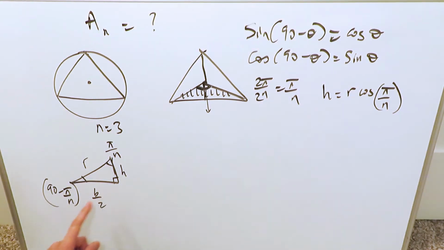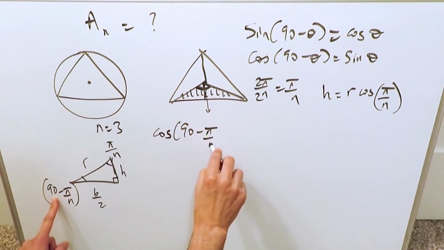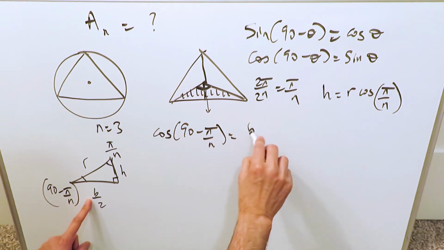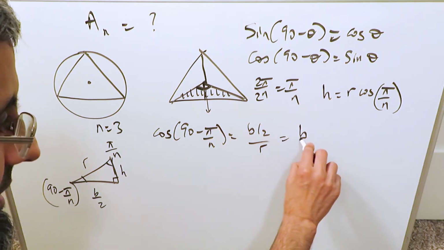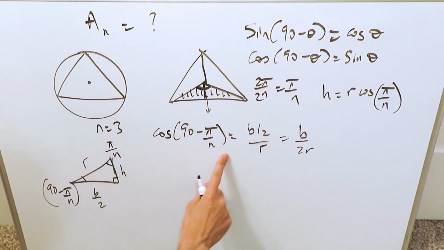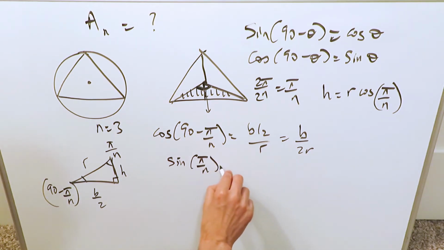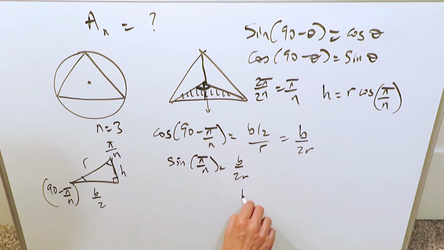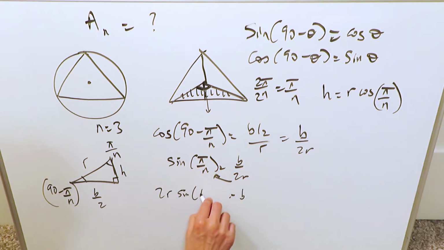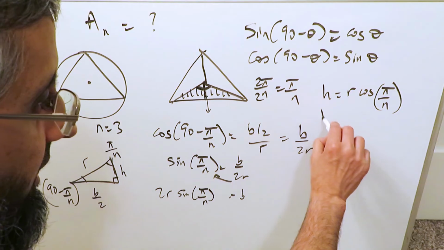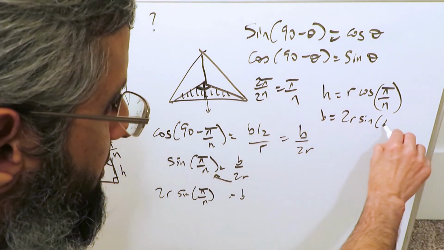From the same triangle, I have a cosine. Cosine of this 90 minus pi over n is equal to adjacent, which is b over 2, divided by the hypotenuse r, which is equal to b over 2r. But bring in the cofunction identity. This right here is equal to sine pi over n, which is equal to b over 2r. And solve for b. You push this on the other side. You have a 2r sine pi over n. And we'll put that here. b is equal to 2r sine pi over n.